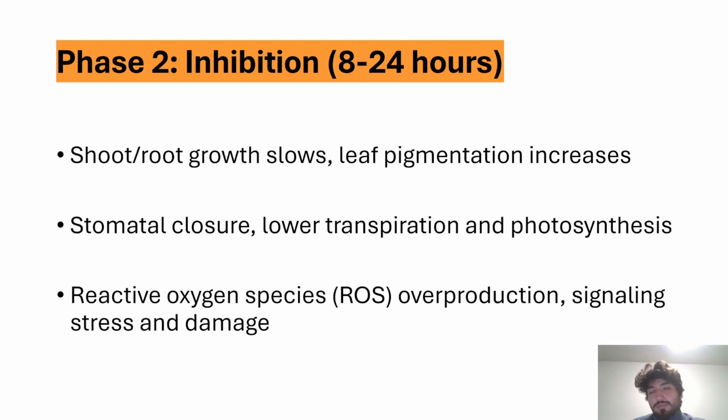All right, then we go to phase number 2, which is called inhibition, within 8 to 24 hours, where shoot and root growth slows and leaf pigmentation increases. We have stomatal closure, lower transpiration and photosynthesis, and reactive oxygen species overproduction, which leads to stress and damage.